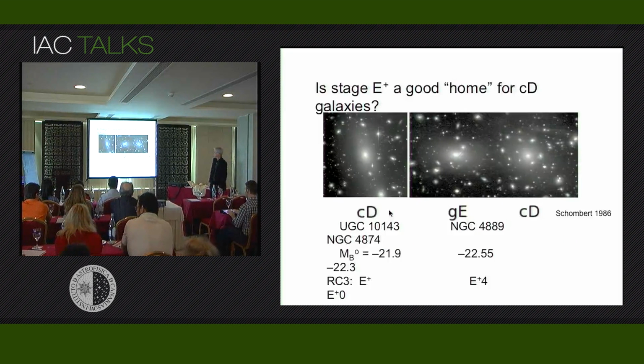Now, this category E+ has some interesting occupants. You could have a galaxy that looks like a normal elliptical that may show traces of a lens, and then you have these galaxies, the CDs.